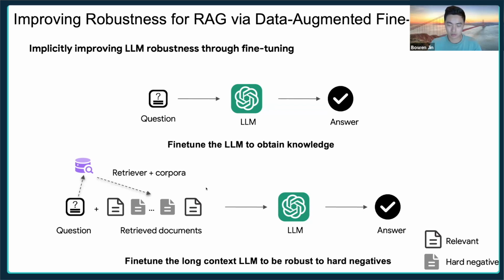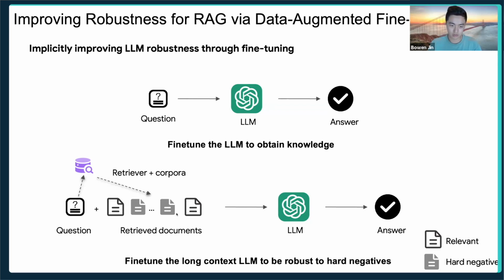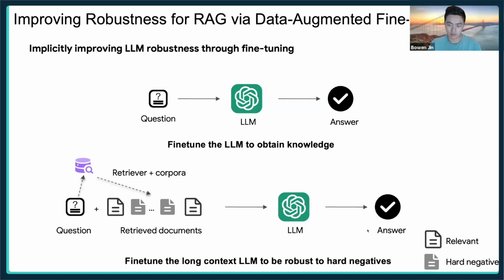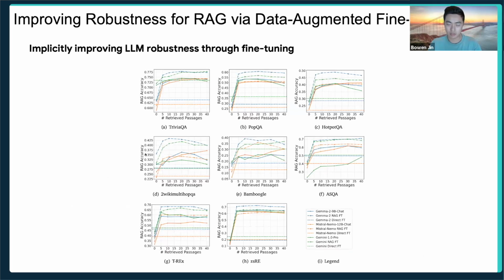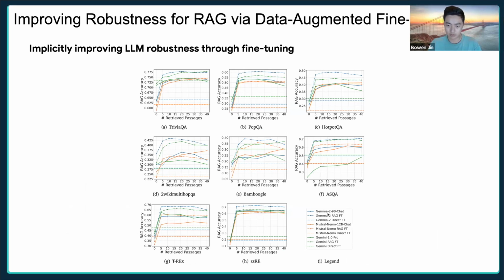And by doing this, we'll potentially let the LLM focus, learn to select the relevant documents from all the retrieved documents, and finally answer the question focusing only on the relevant documents. And we can see that we conduct experiments on several data sets on three kinds of base models: Gemma 2, Mistral Nemo, and Gemini 1.0 Pro.